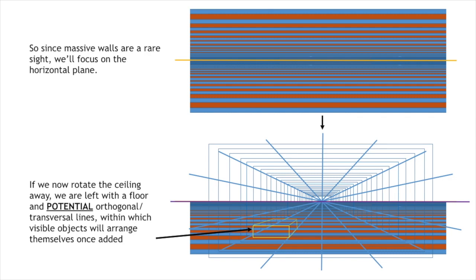So since massive walls are a rare sight, we'll focus on the horizontal plane, and we'll just rotate ourselves back again to where we have our horizon line. And let's now rotate the ceiling away from us, and we're only left with a floor and potential orthogonal lines and transversal lines and the vanishing point situated there. So now we place an object, and it will arrange itself according to those potential orthogonal and transversal lines, even though they may not be readily apparent.